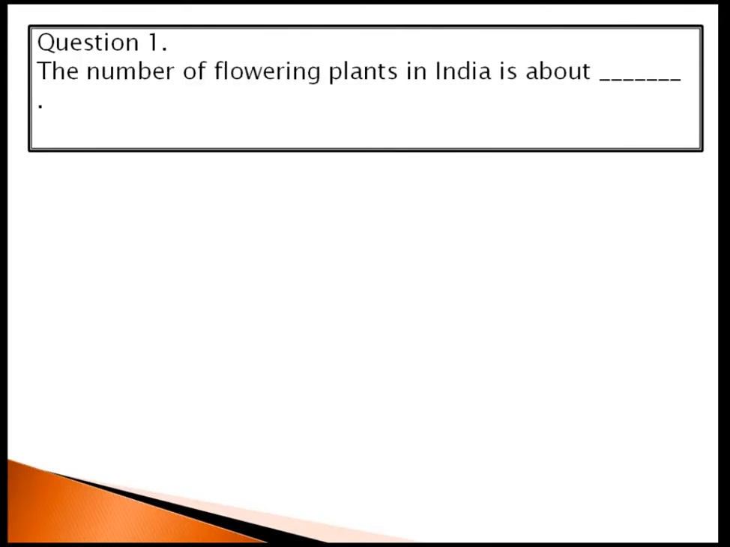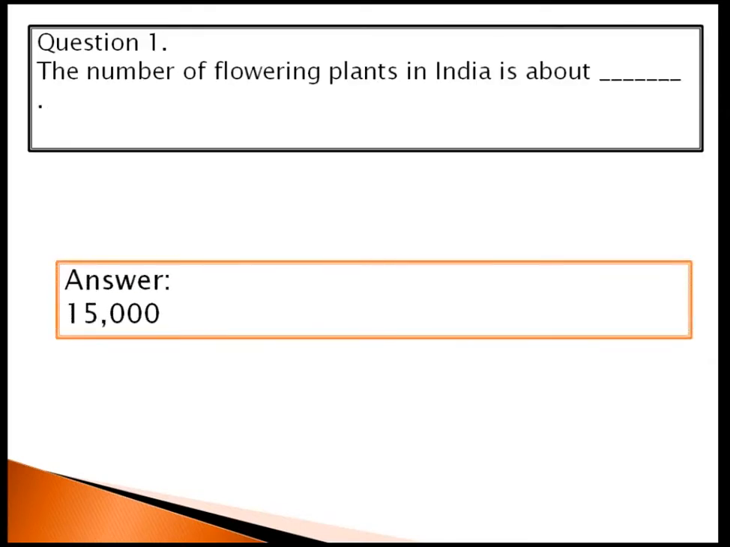Question number 1. Please read the question. The number of flowering plants in India is about dash. So the answer is here. Please read out the answer also. The answer is 15,000. So the number of flowering plants in India is about 15,000.